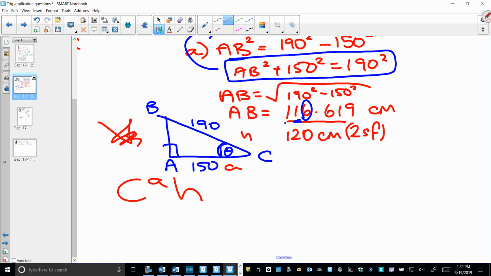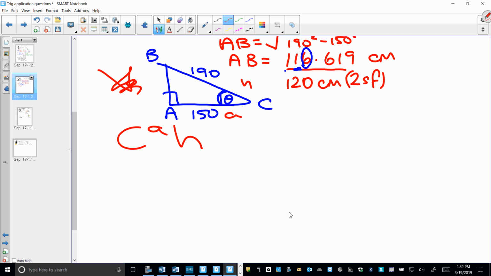What am I going to write now? So remember, I'm trying to find my angle. So which of my three letters, the C, A, H, do I cover up? Remember, we cover up one of the letters to decide how to write.